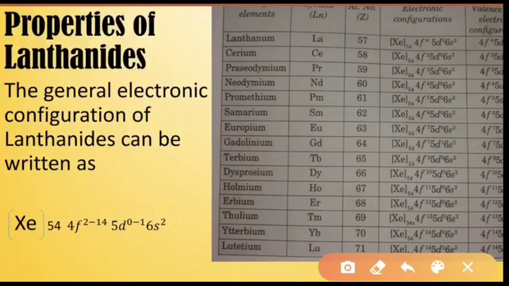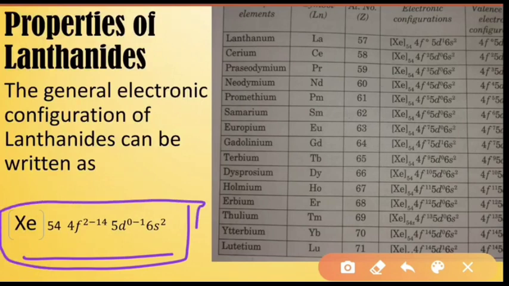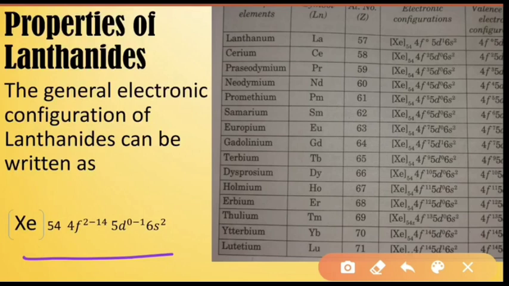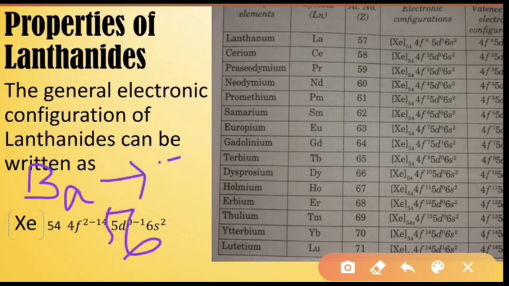Alright, the general electronic configuration of lanthanides can be written as xenon 54, 4f2 to 14, 5d0 to 1 and 6s2. This is the general electronic configuration of lanthanides. The electronic configuration of lanthanum and the 14 lanthanides is given in this table. Suppose I am taking barium, whose atomic number is 56. The general configuration of barium is xenon 54 and 6s2.